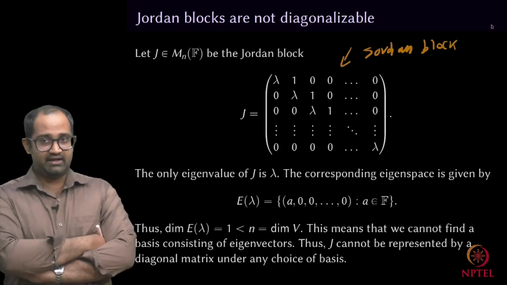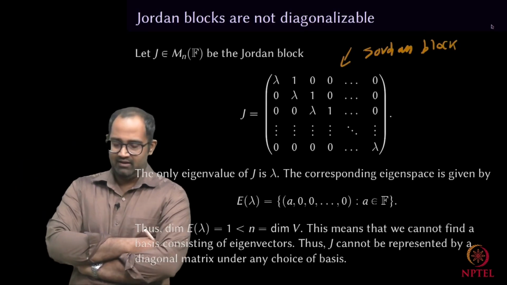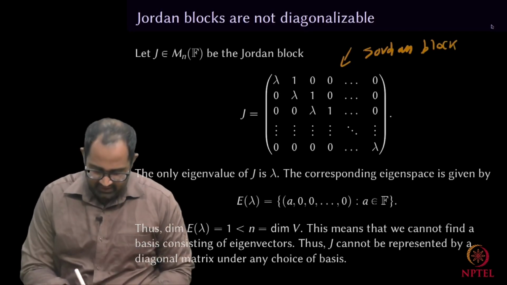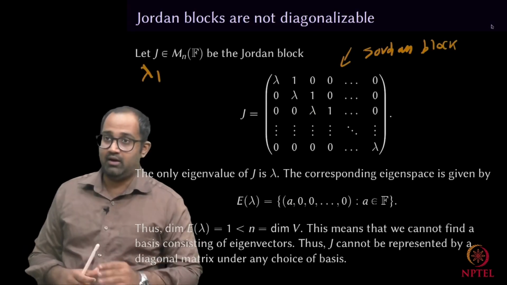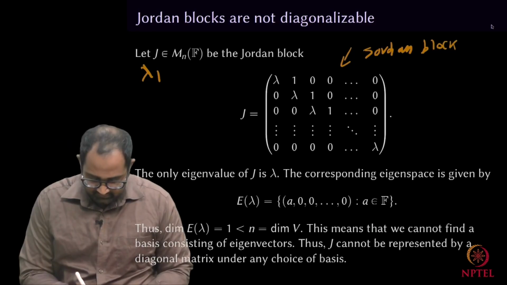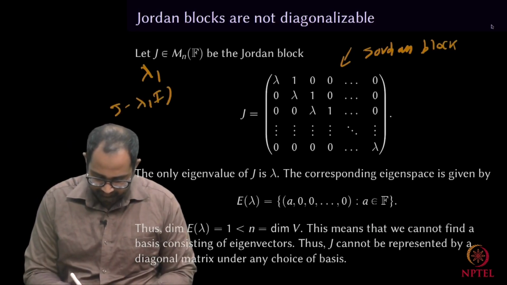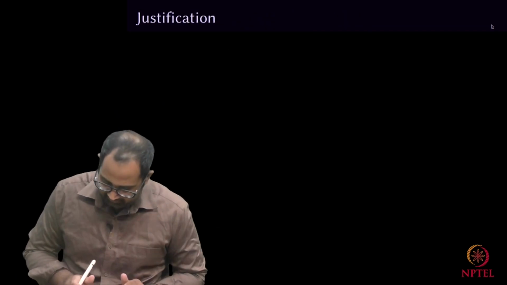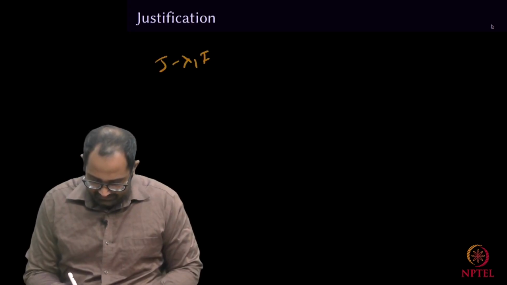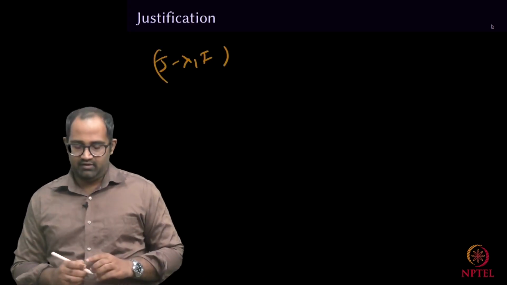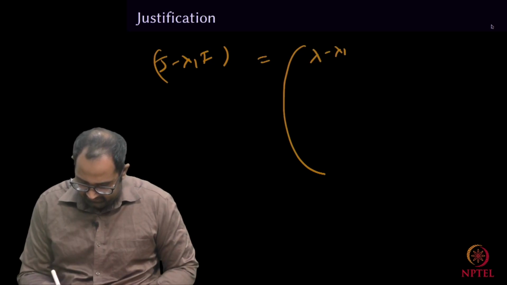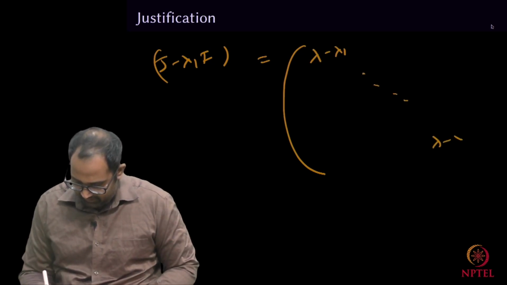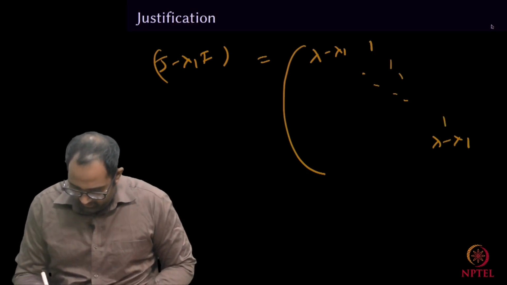I hope you figured out why the only eigenvalue is lambda. Well, to really see that, if you take another lambda 1, then what is J minus lambda 1 I? So look at J minus lambda 1 I. What is that going to look like? Well, it's going to look like almost the same thing, except on the diagonal it's going to be lambda minus lambda 1, dot dot dot, lambda minus lambda 1, and here you have 1 1 1 and everywhere else 0.